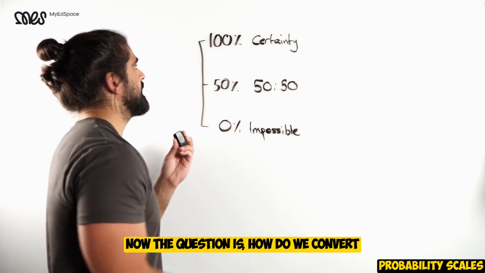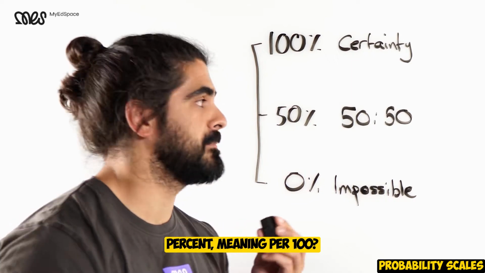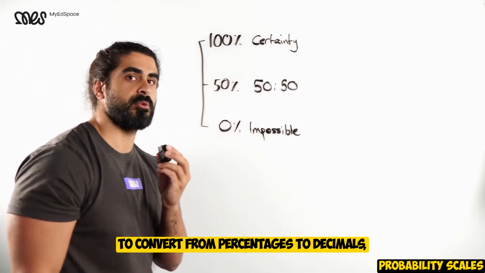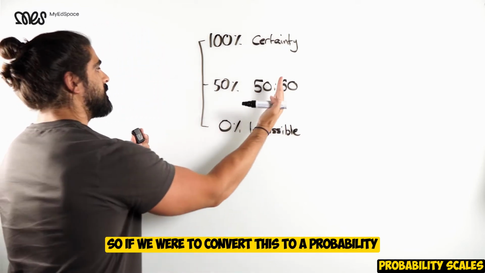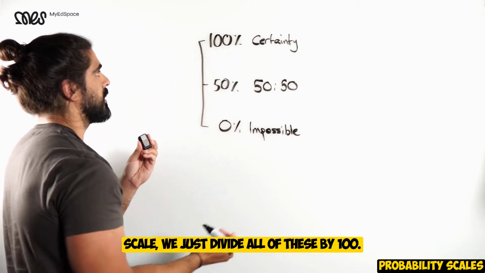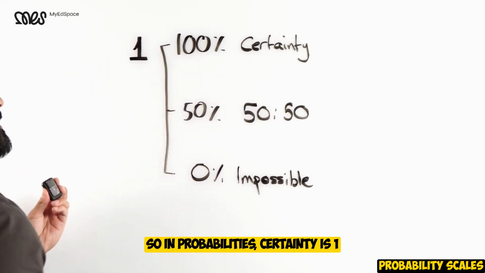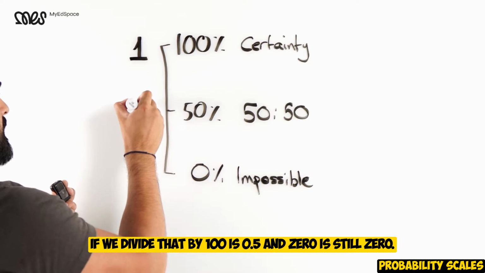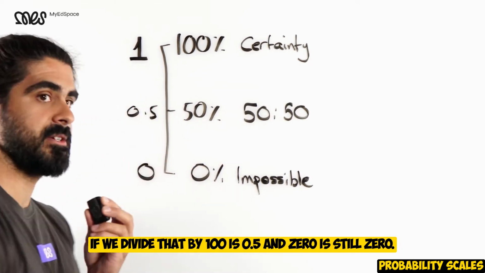Now the question is, how do we convert percentages to decimals? Percent, meaning per 100, to convert from percentages to decimals, you just divide by 100. So if we were to convert this to a probability scale, we just divide all of these by 100. So in probabilities, certainty is 1. 50-50, if we divide that by 100, is 0.5. And 0 is still 0.